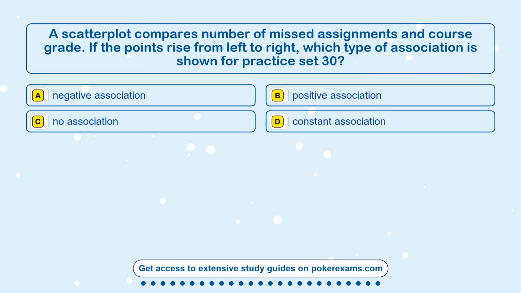Question 25. A scatter plot compares number of missed assignments and course grade. If the points rise from left to right, which type of association is shown for practice set 30? Option A negative association. Option B positive association. Option C no association. Option D constant association.